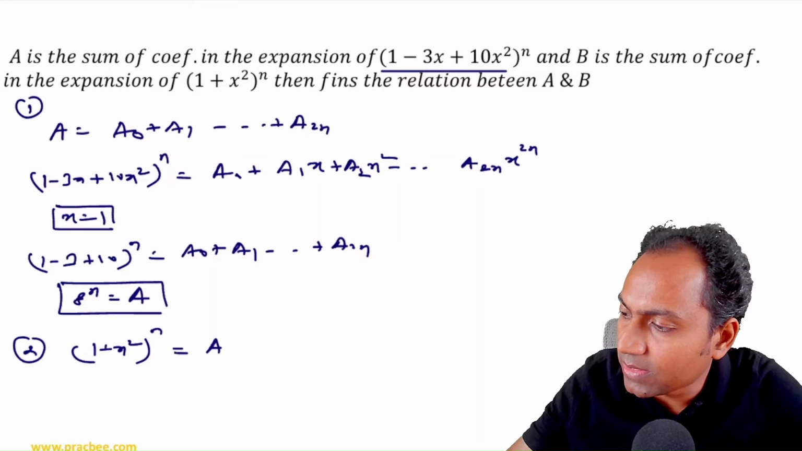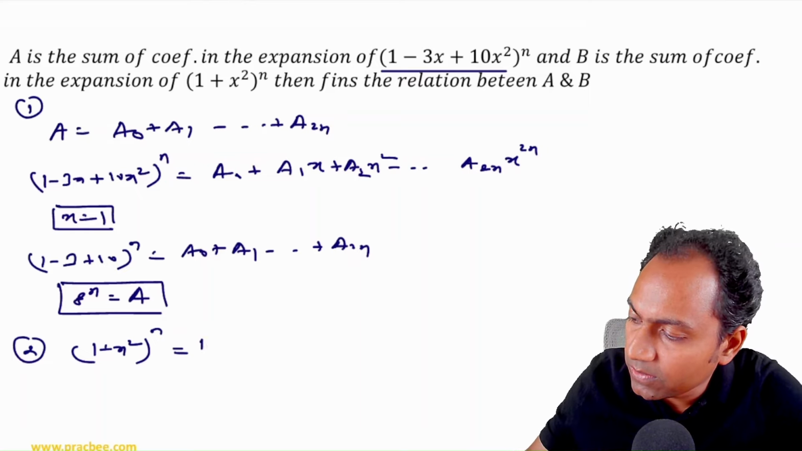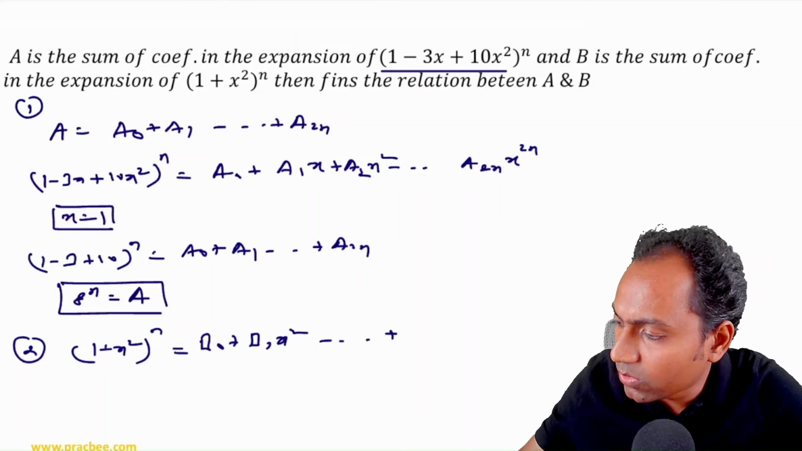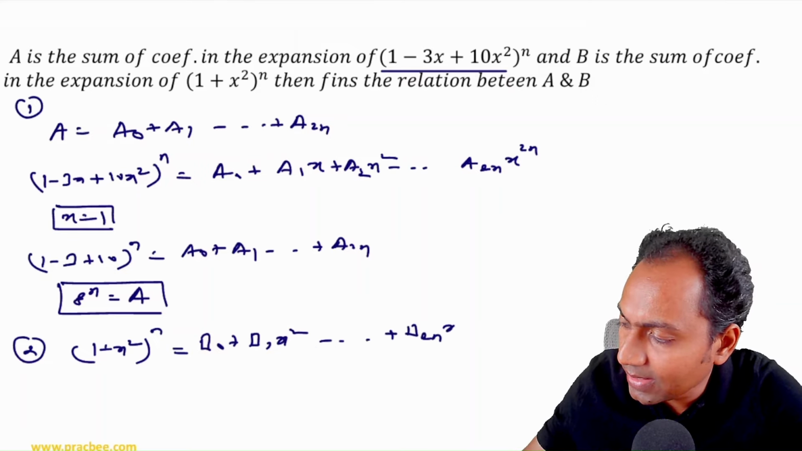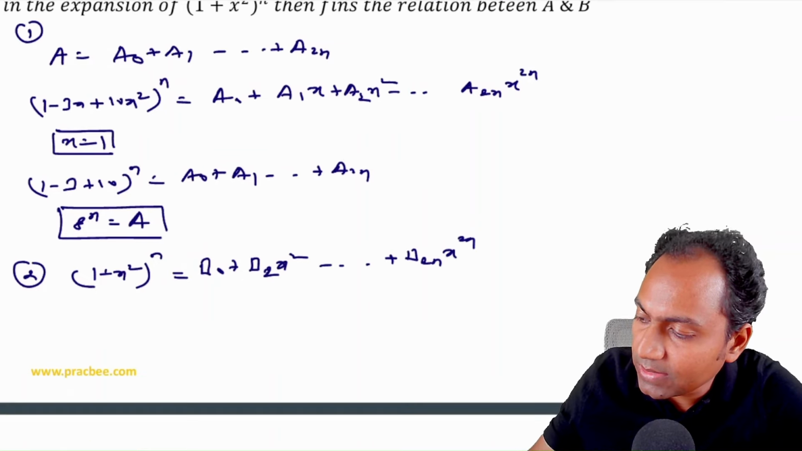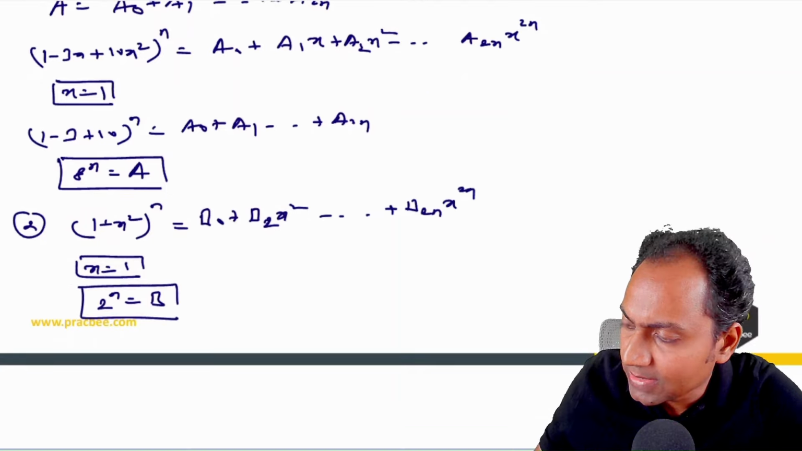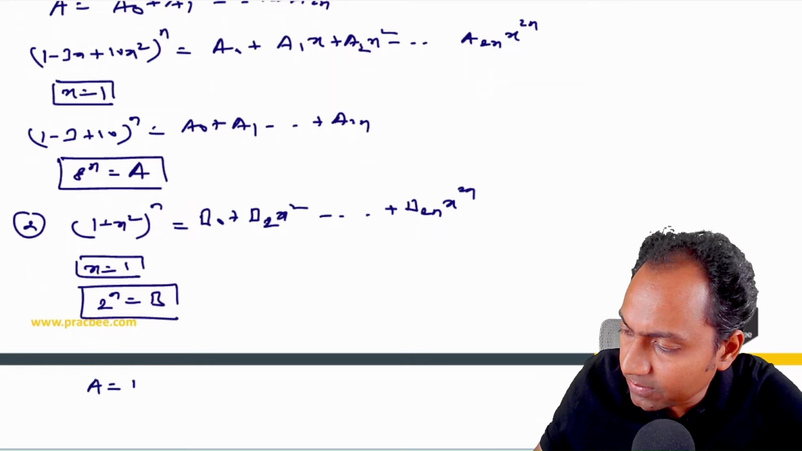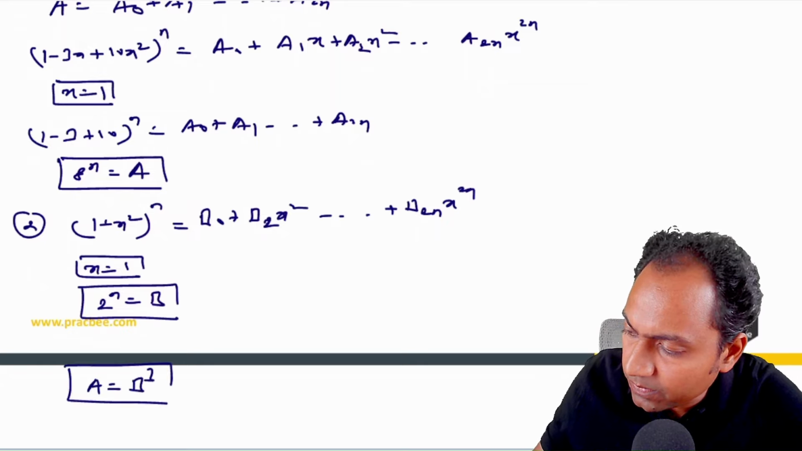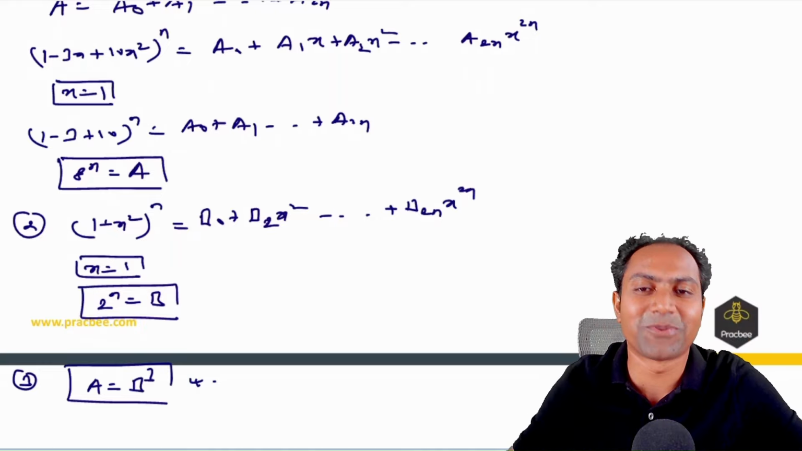Now again, what they're saying is that this is equal to nothing but b. So let me write this as b naught plus b1 into x square. Like this we will go till b2n x raised to the power 2n. So if I want to find this, I will again put x equal to 1. And if I do so, what I get is 2 raised to the power n, and this is the value. And simply you can write a as nothing but b cube in the third step. So very simple question based on putting the value of x equal to 1.